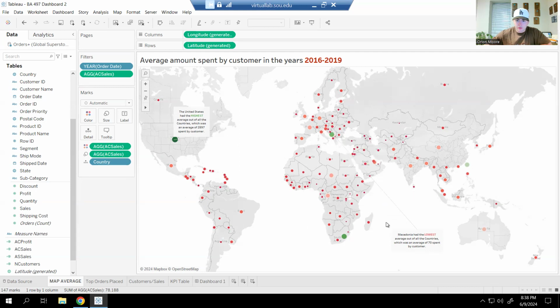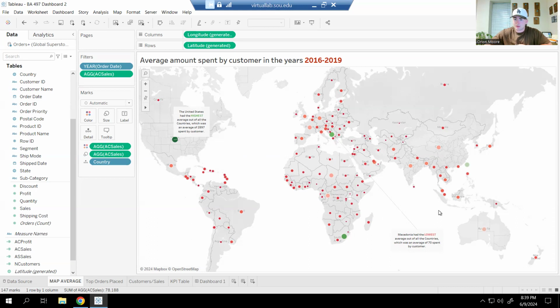everywhere. The two little comments I made were, of course, the lowest average and the highest average right here. The United States had the highest average out of all the countries, which was an average of 2,897 spent by the customer. And then right here, it is Macedonia. I'm probably mispronouncing that. It had the lowest average out of all the countries with a 70 averagely spent by each customer.